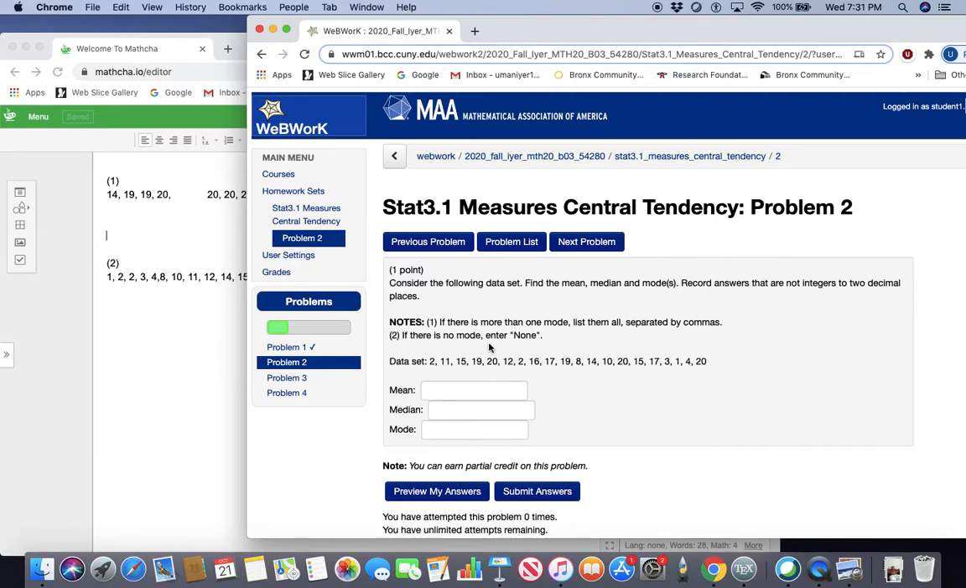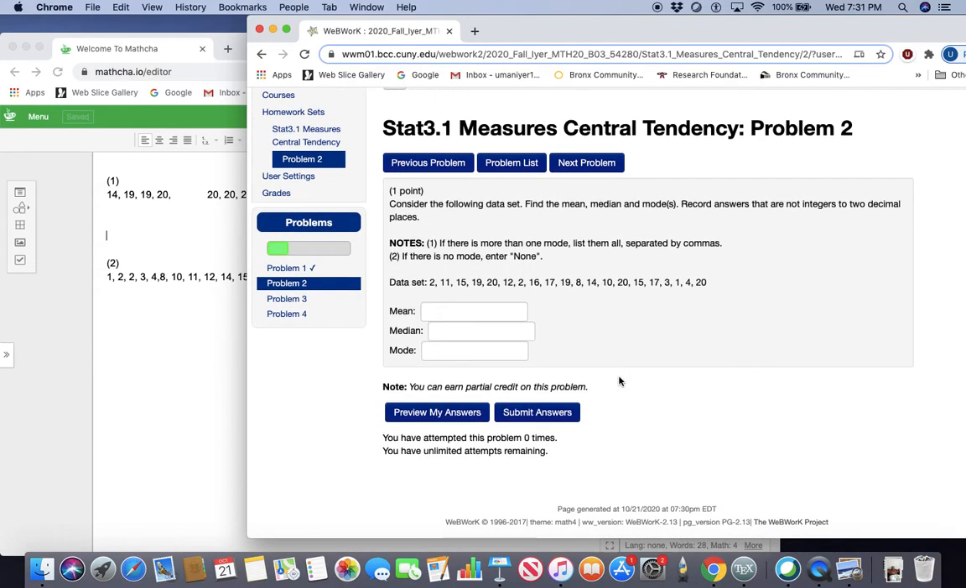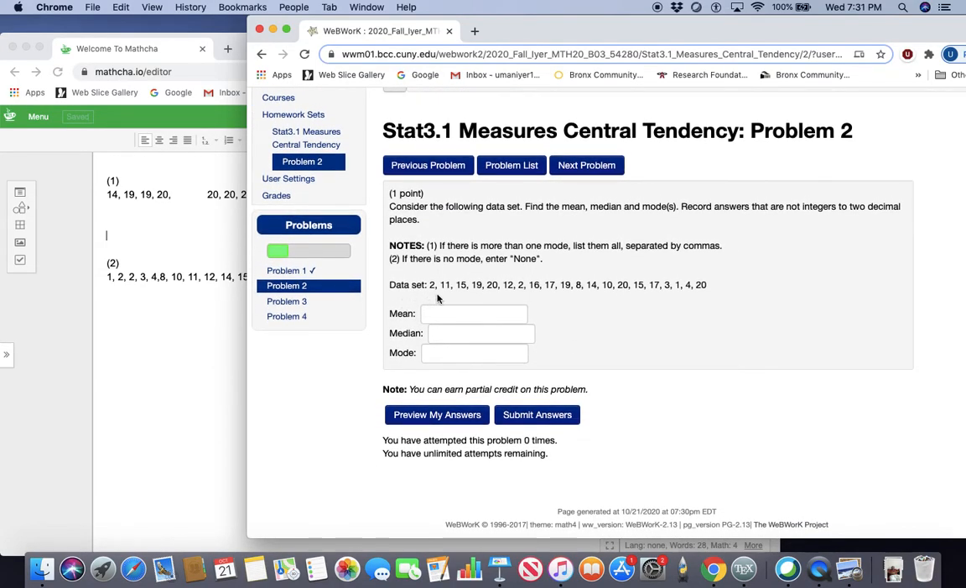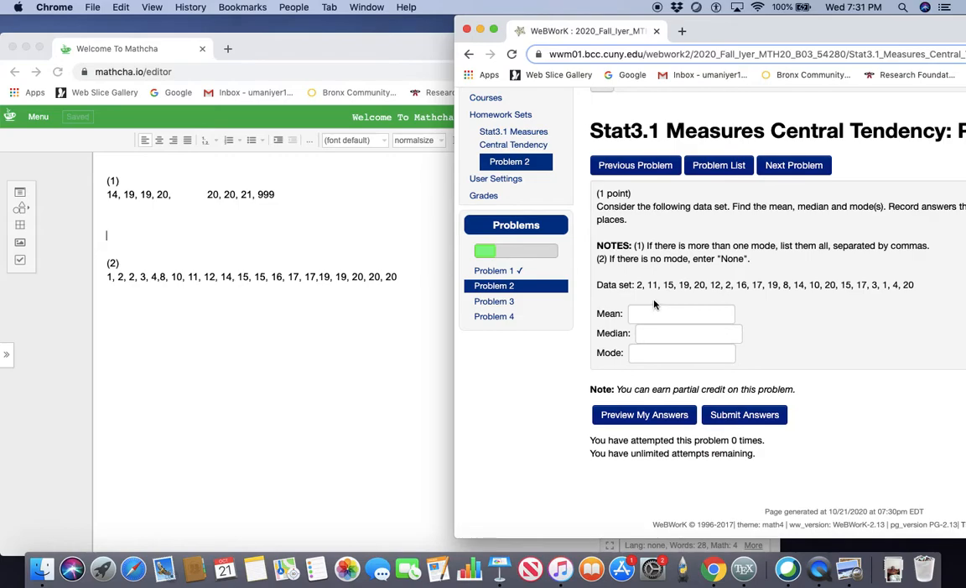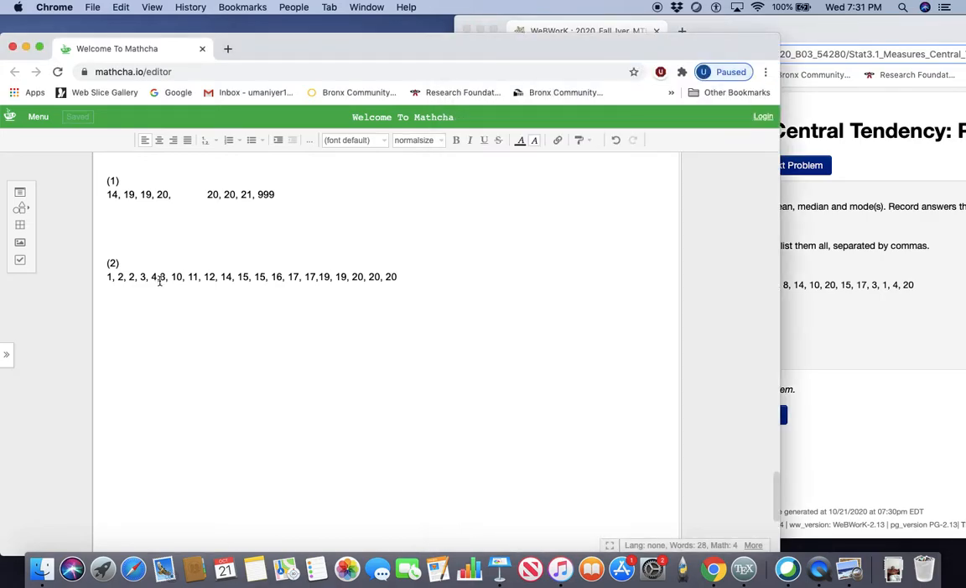If there is no mode, enter none. All right, so let us see the data set here. Notice this is not ordered, so I took the data set and wrote them in order. The easiest one to figure out is the mode. Which number appears more than any other number?